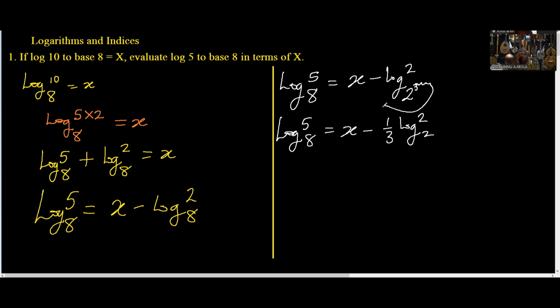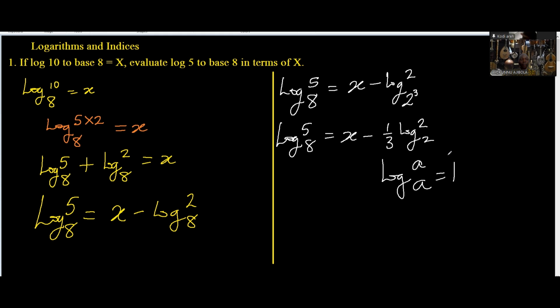This power is the one that comes to the front and becomes 1 over. If it is this one that has the power, it will come to the front without being 1 over, okay? But because it's at the base, that's why it becomes 1 over. You remember that log of the same base must be 1, right? Good. So log 2 base 2 should be 1. Then what we're looking for, log 5 base 8, will be equal to x minus 1 over 3 times 1, which is x minus 1 over 3.